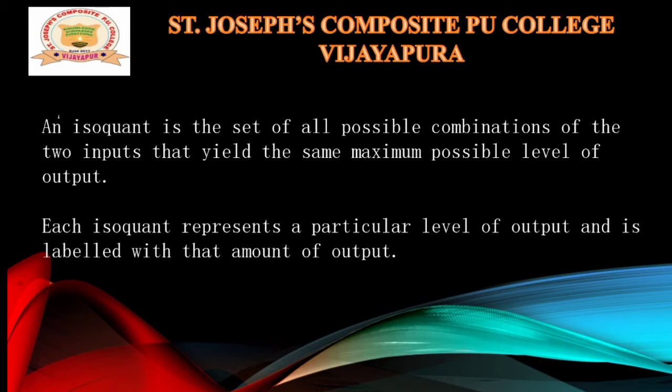Here each isoquant represents a particular level of output, because we can say IQ1, IQ2, IQ3 like that. Each isoquant curve represents its own level of output, and it is labeled with that amount of output. So remember, each isoquant represents a particular level of output.